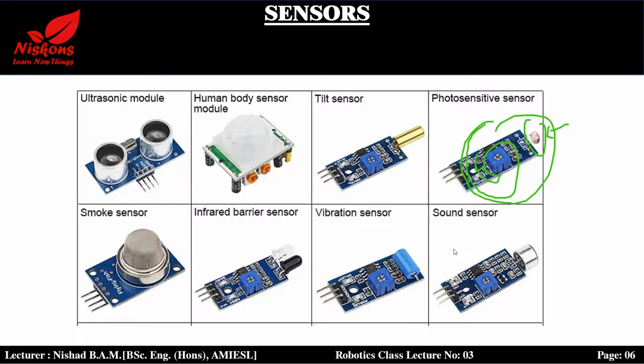Can anyone tell it to me? Positive, negative, next one is... Ground? No, that is not ground, because he told me positive and negative. Negative means ground. Next pin is the out pin.